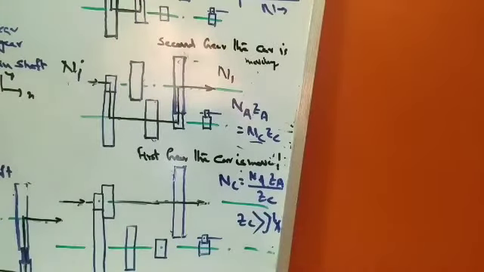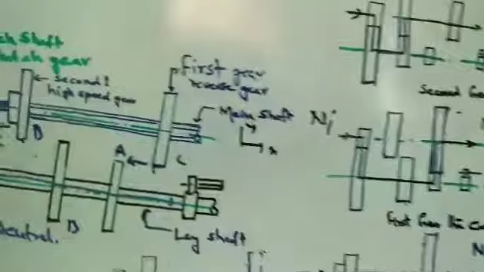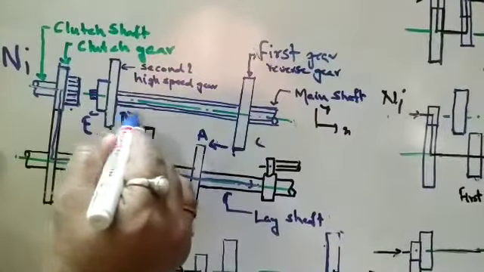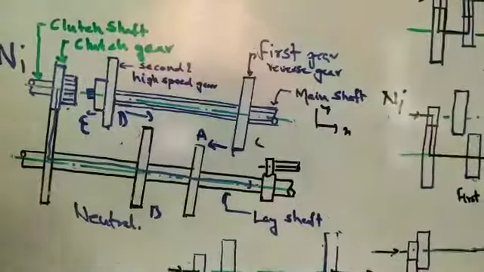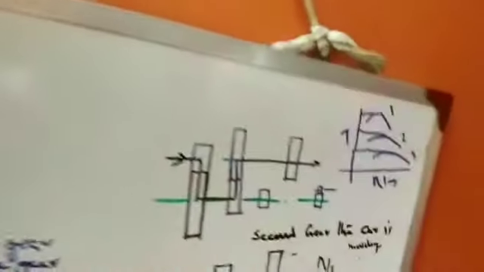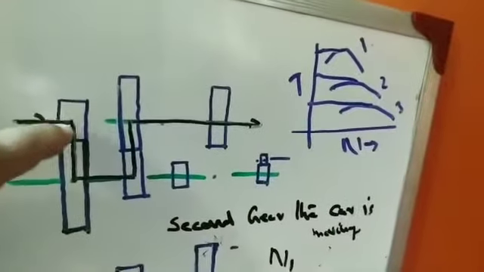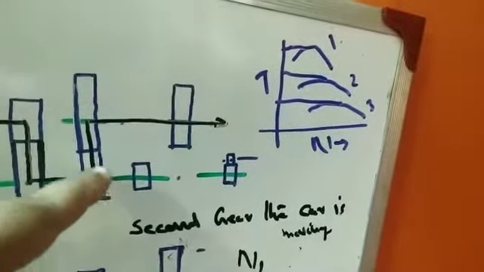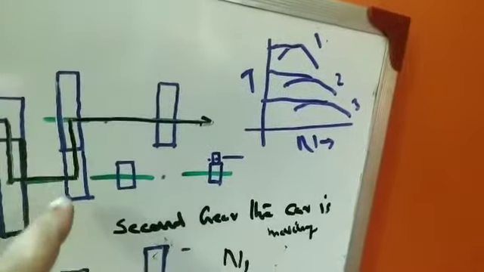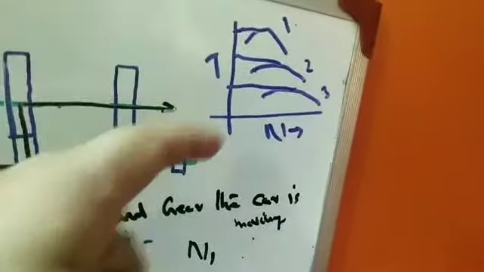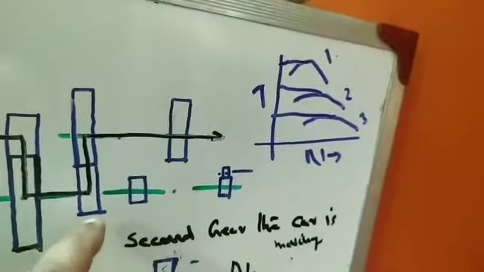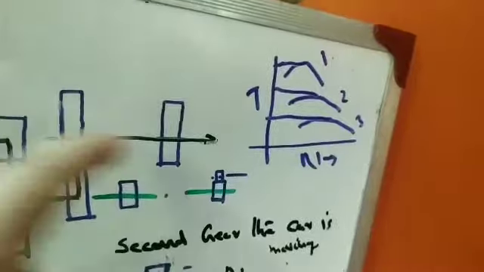Now when we go for the second gear arrangement, we should shift this gear in this direction. When we shift this gear in this direction, power flows from the clutch gear, and when it is engaged with this, the power moves through the second gear. All other gears just rotate, but as it is connected to the second gear, the power will move in the second gear.